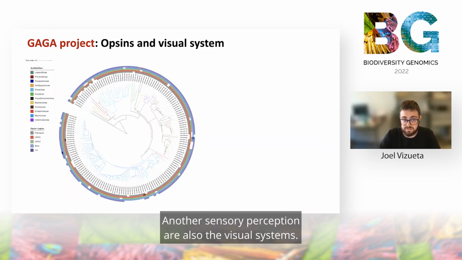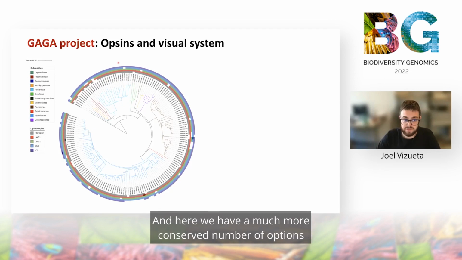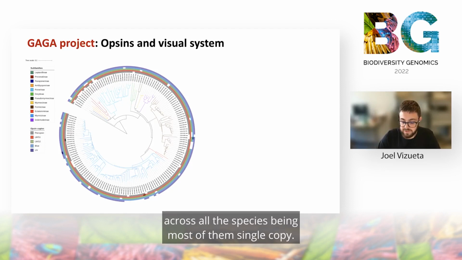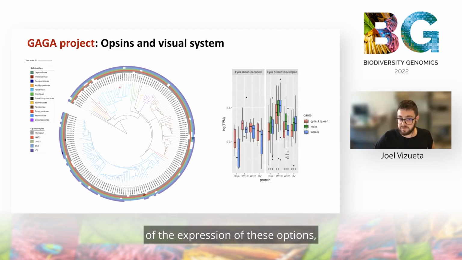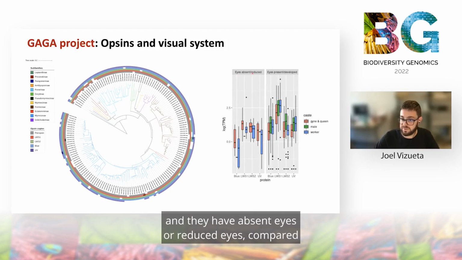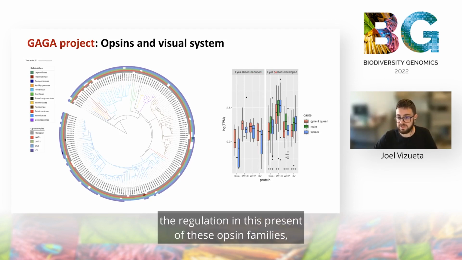Another sensory perception system is the visual system. We annotated the opsin gene families across the genomes, and here we have a much more conserved number of opsins across all the species, most of them being single copy. But what we found is transcriptional regulation of the expression of these opsins, especially in those species that are hypogaeic and have absent or reduced eyes, compared to those with present or developed eyes.